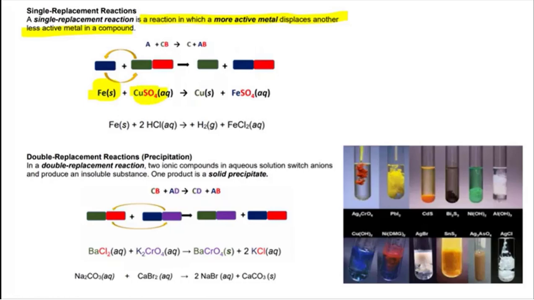Now, if that iron is more reactive than copper, the iron is going to say, excuse me, I am going to take your spot. So copper sulfate now becomes iron sulfate. And then that poor copper, it was kicked out, so copper is by itself.